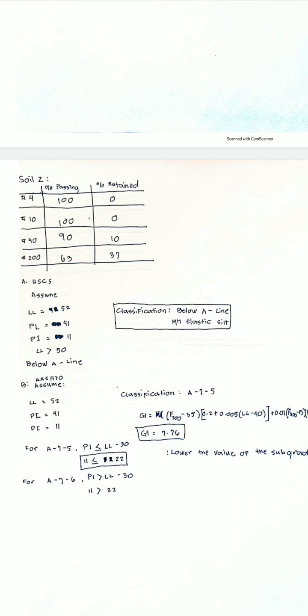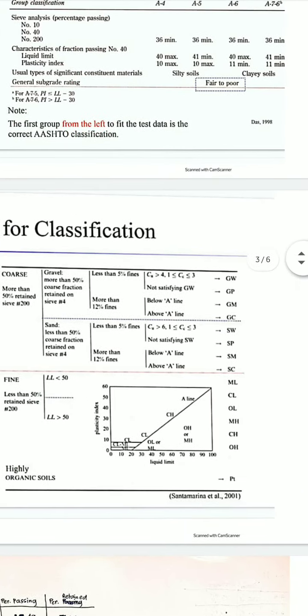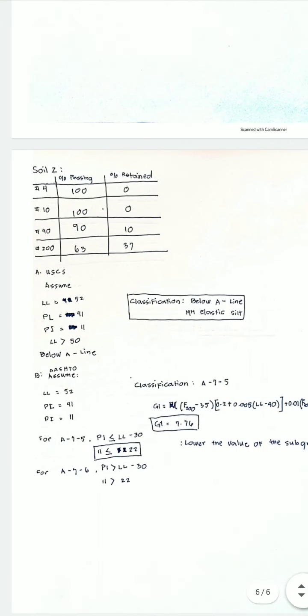Analyzing using this table, I identified that the classification of soil Z using USCS, because it is below the A line, is MH, elastic silt. Now, classifying using AASHTO, I assume that the liquid limit is 52, the PL is 41, and the plasticity index is 11.